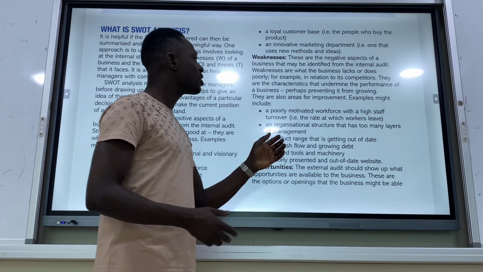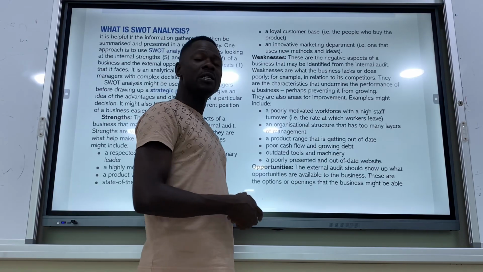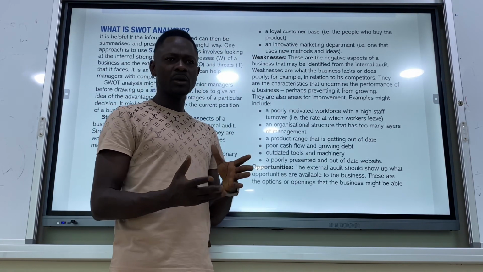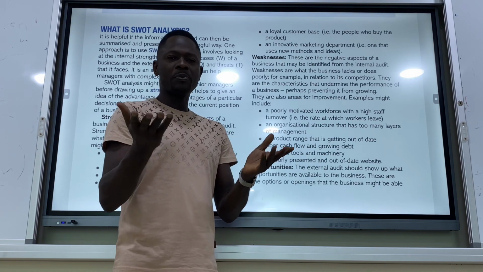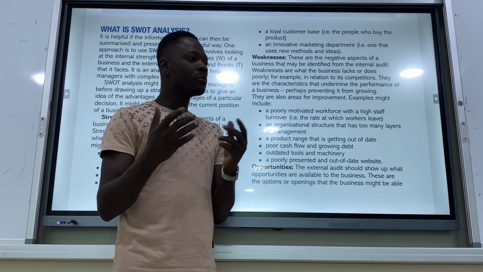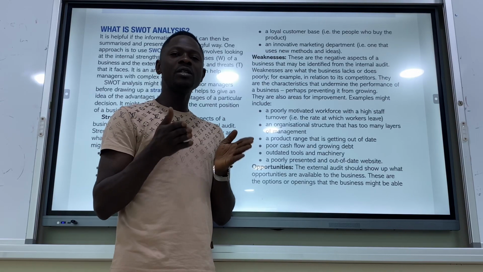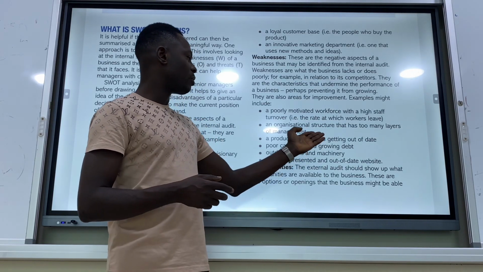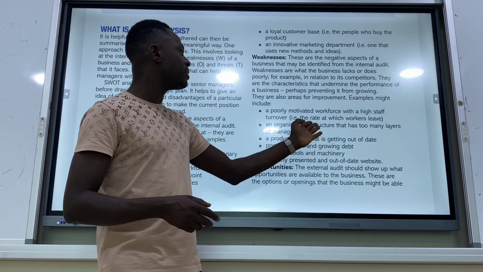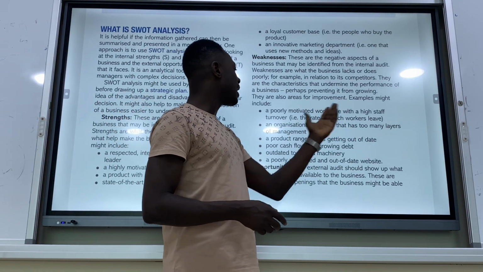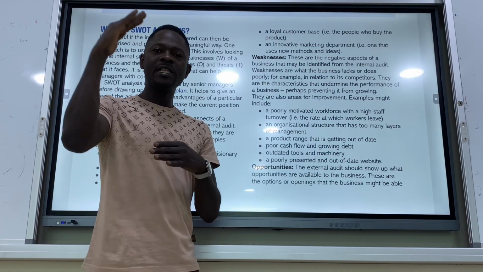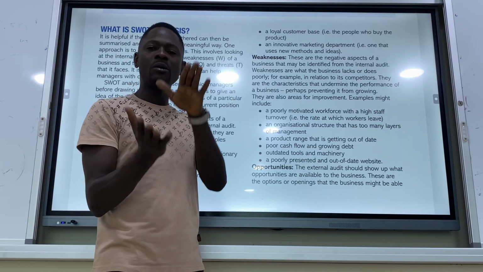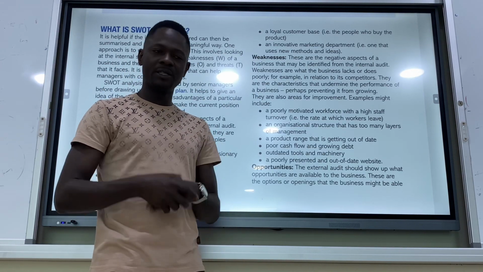The second one, an organizational structure that has too many layers of management. You might have an organizational structure that is tall. And because it is tall, part of the problem might be communication. And if communication is a problem, then people will not be doing the right thing at the right time. Information will not be adequate. So it could be a weakness of the business. So what a business could do when it has too many layers of management is to delayer. Delayering means you are reducing the number of hierarchy. You are cutting down the number of hierarchy to make it effective.